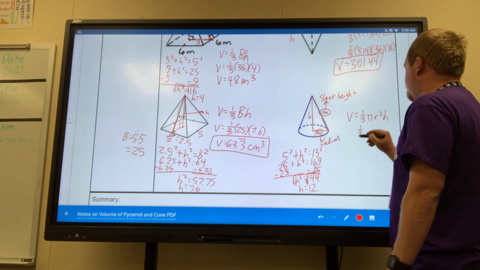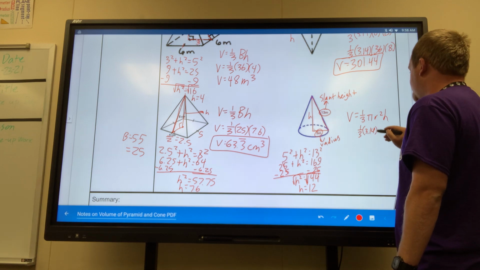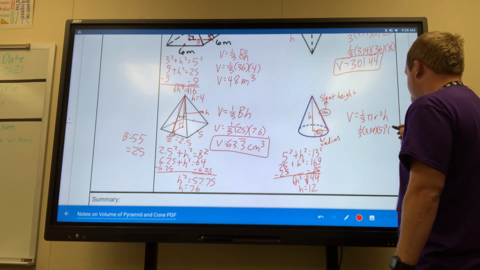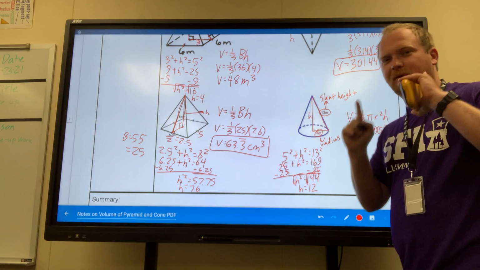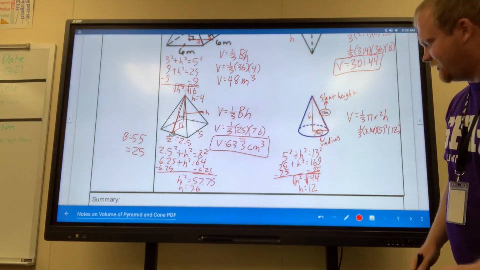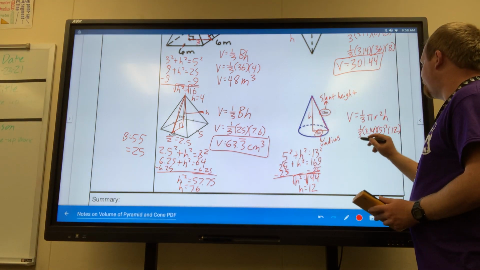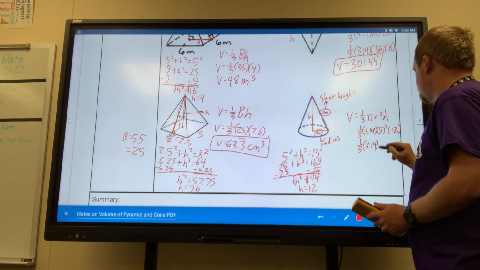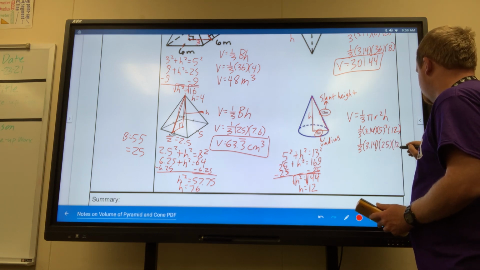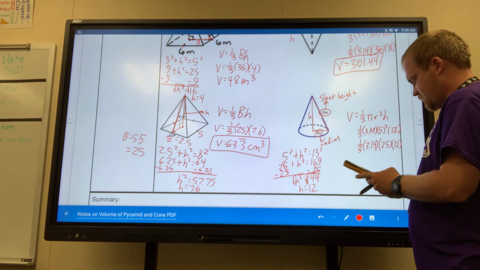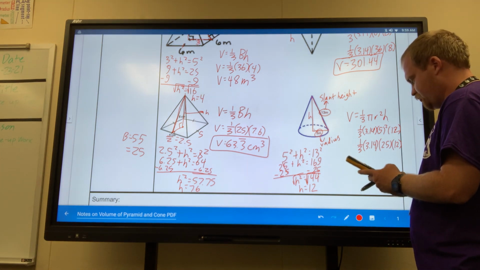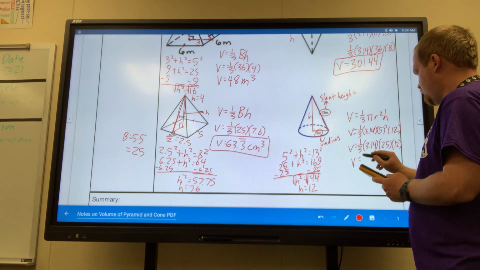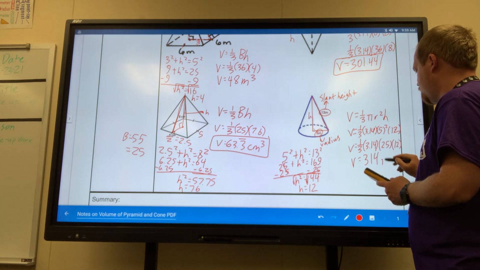So 1/3 times 3.14 times 5 squared times 12. And see, I almost made that mistake. Almost made that mistake. So I'm going to square the 5 just to do PEMDAS. So 1/3 times 3.14 times 25 times 12. And that's going to give me 314 meters cubed.